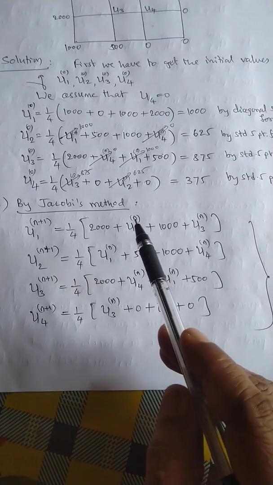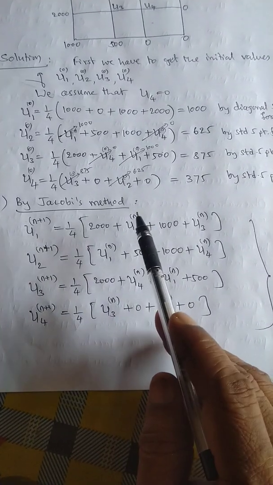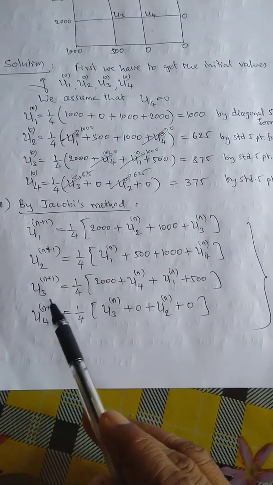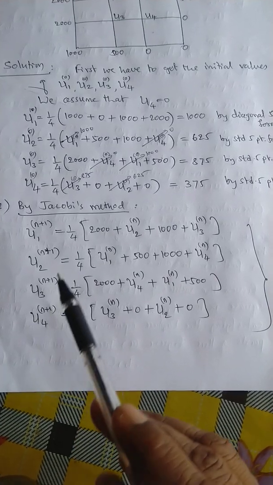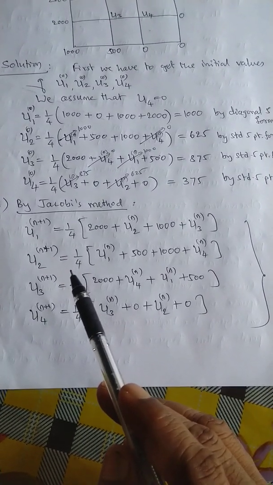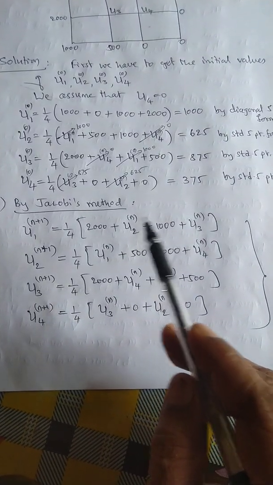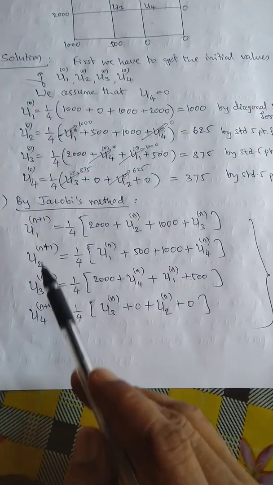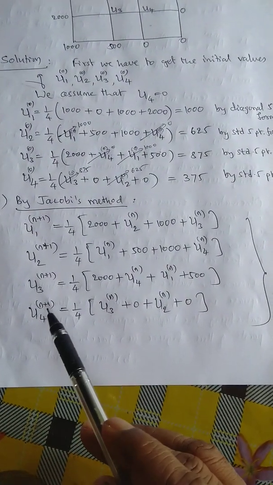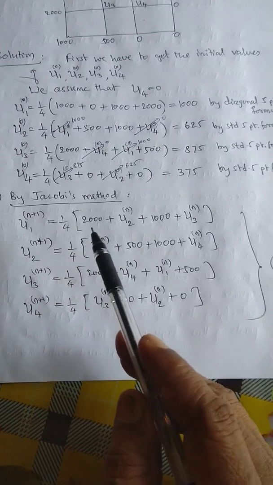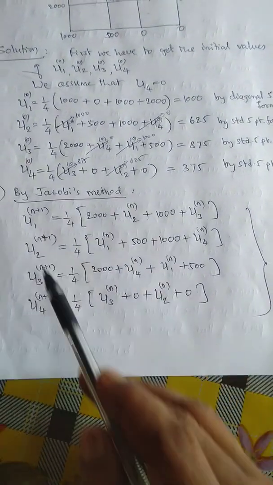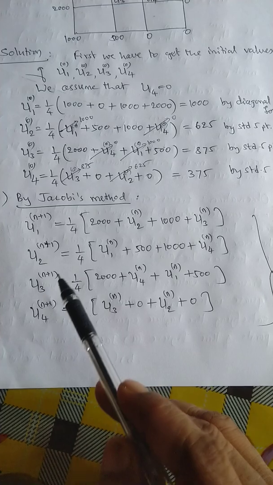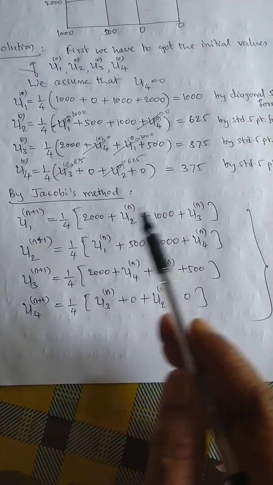For n equal to 2 in the system, we have U1 3, U2 3, U3 3, U4 3. So that means the third approximation of the solution. Next, for n equal to 3, 3 plus 1 is 4, we have U1 4, U2 4, U3 4, U4 4. That means the fourth approximation. Next, putting n equal to 4, we have U1 5, U2 5, U3 5, U4 5.